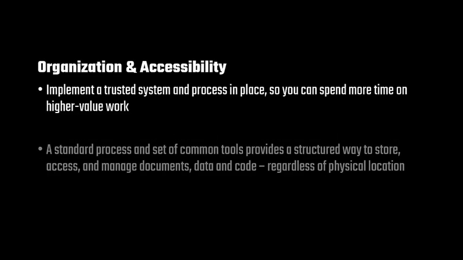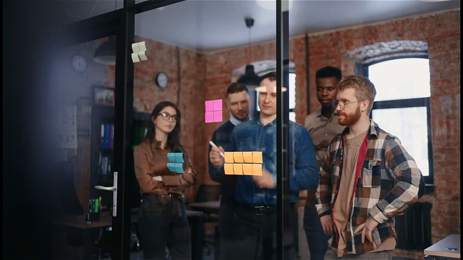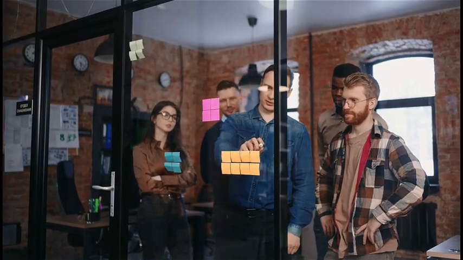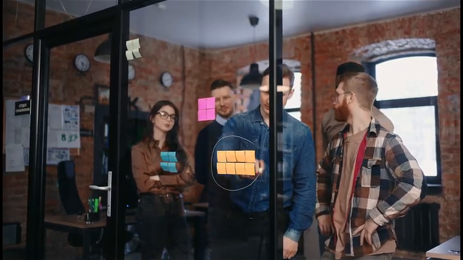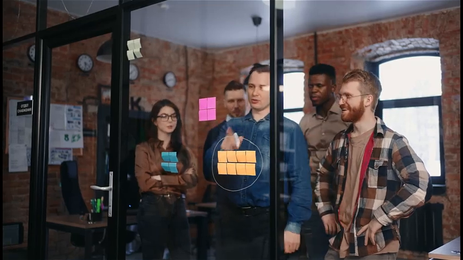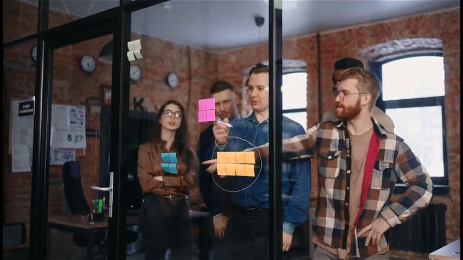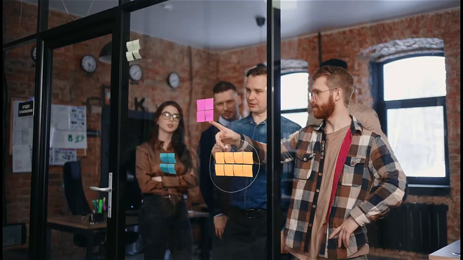The first area is organization and accessibility. We've found that the more you have a trusted system and process in place, the more you can spend on higher value work. So, thinking in terms of a system that you and your team can access throughout the process is important, regardless of where they may be located or the needs of that team member.